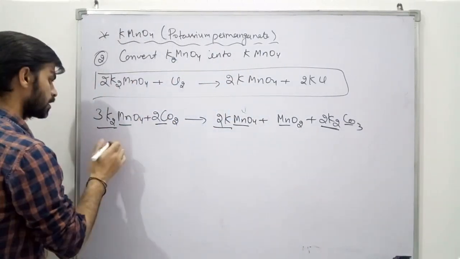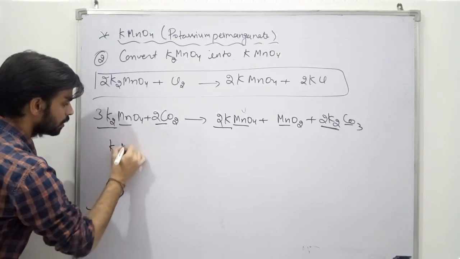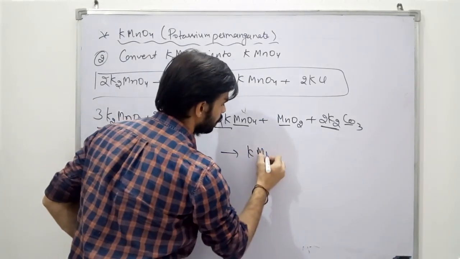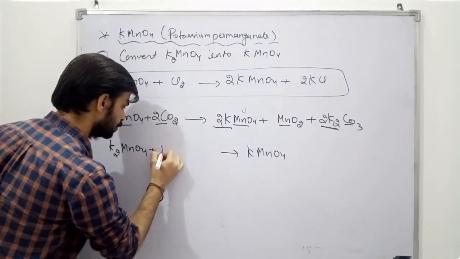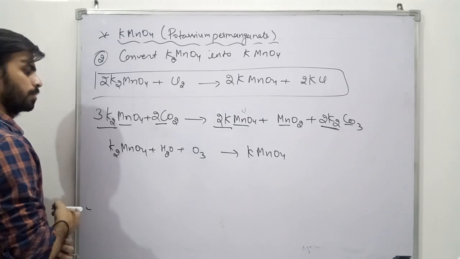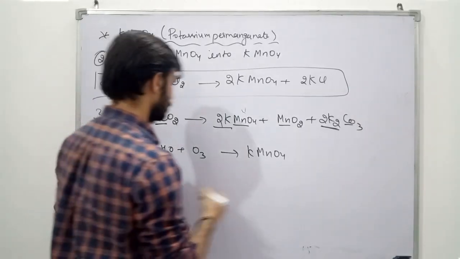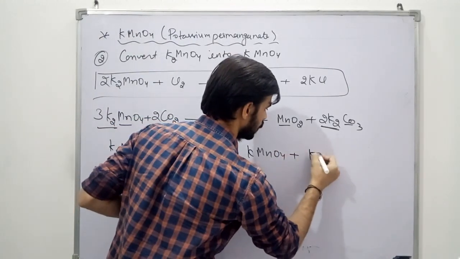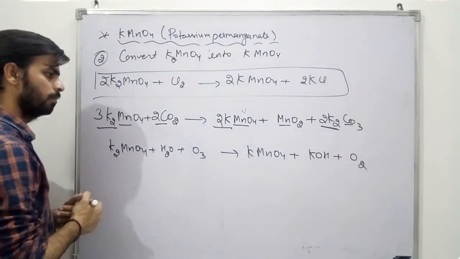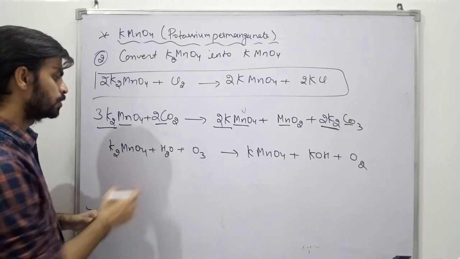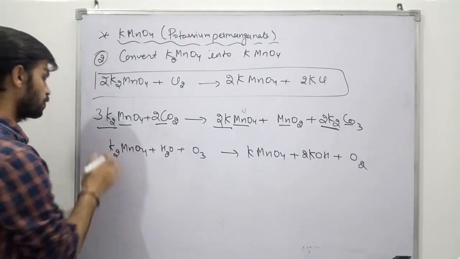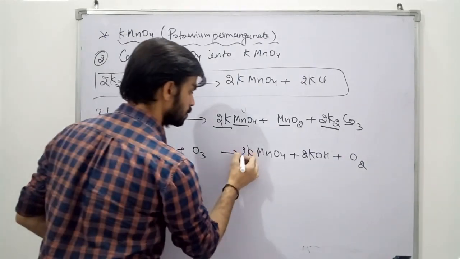There is one more reaction by which we can convert potassium manganate into potassium permanganate. Use water and ozone. Then KMnO4, KOH and oxygen are formed. Now, as we have 2 hydrogen, multiply this equation by 2. So multiply this equation also by 2.